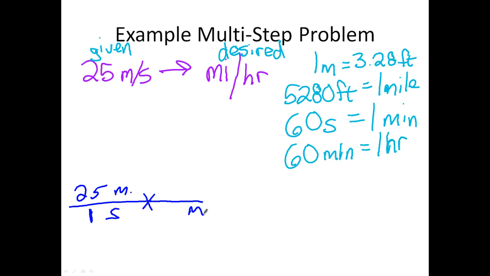So we got meters on the bottom. I want to cancel that out, and I'm going to go to feet. And notice the order in which I write this down. I write the units down first. I'm going to start with this conversion factor: 1 meter is 3.28 feet.